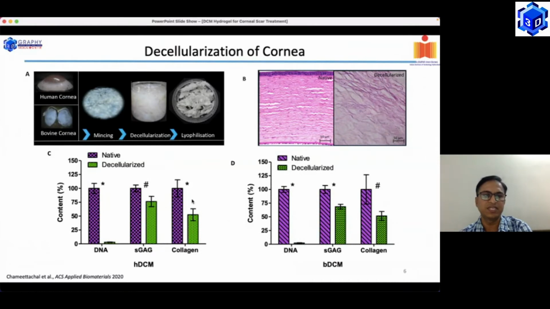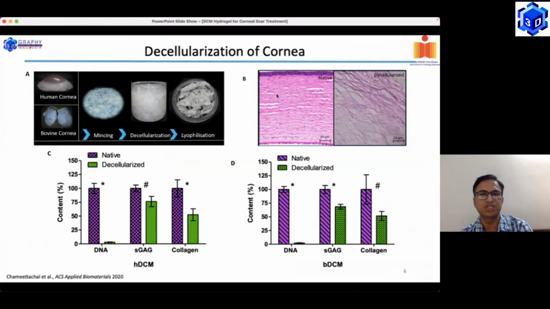So we have discarded human cornea from the eye bank. Those are not certified for transplants, so we have used that human cornea here. Also, we have collected bovine corneas, to study the potential of these two sources. Then we have done a process called decellularization, where we have removed all the cells, and then we got a decellularized extracellular matrix from cornea.